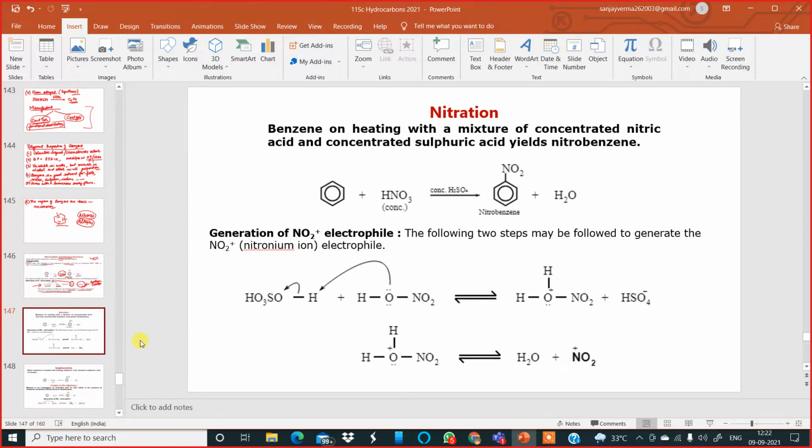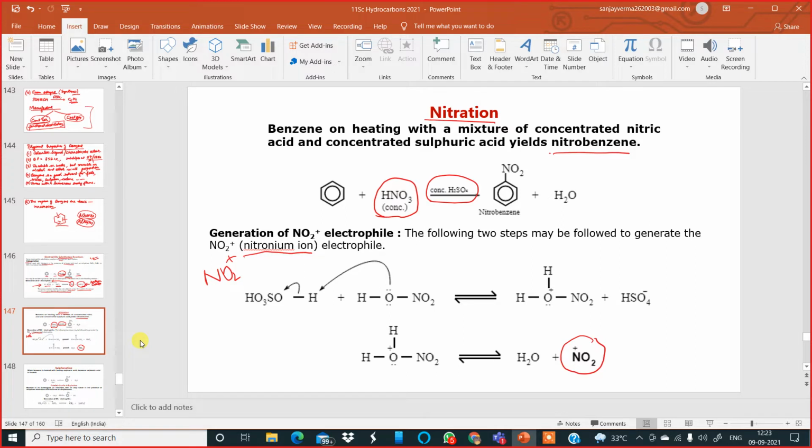Then after that, if you see on the screen, the next slide is nitration, the production of NO2 plus. It is also an electrophile. So here also it is a case of substitution reaction. If you heat benzene with a mixture of concentrated nitric acid in the presence of concentrated sulfuric acid, it produces nitrobenzene. Now let us first understand the mechanism of the generation of the nitronium ion. This NO2 plus ion is called the nitronium ion. So how to generate the nitronium ion?